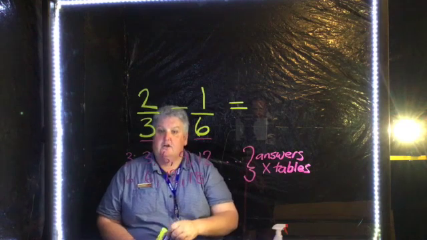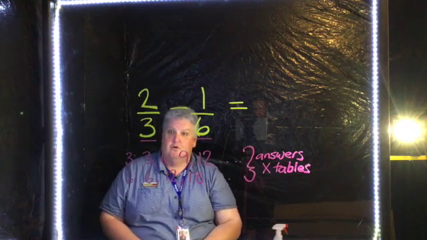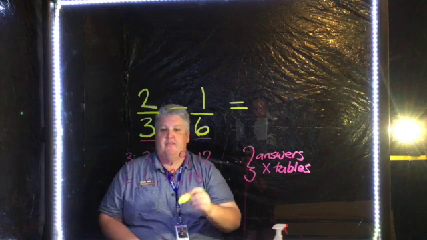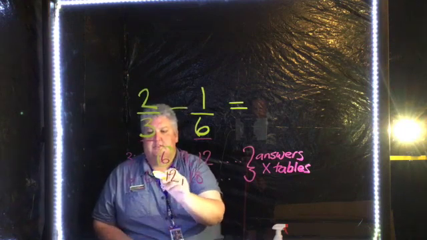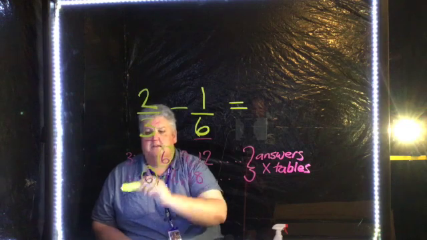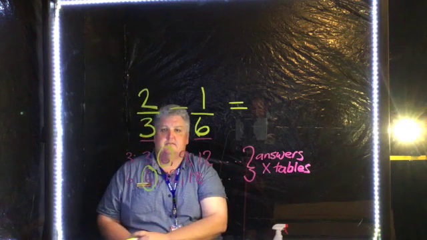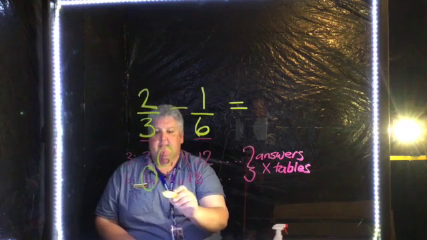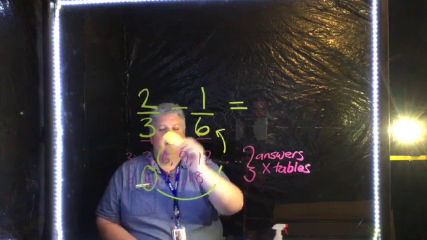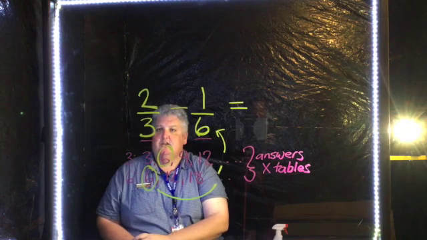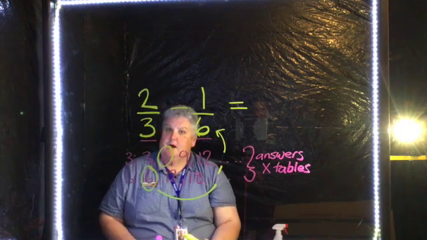So we've got our guidelines right. We're looking for the lowest common multiple. And for that, it is 6. So 3 times 2 is 6, and 1 times 6 is 6. So pretty easily we can see that we've already got a 6 here. So all we need to do is change 2/3 to equal how many sixths.